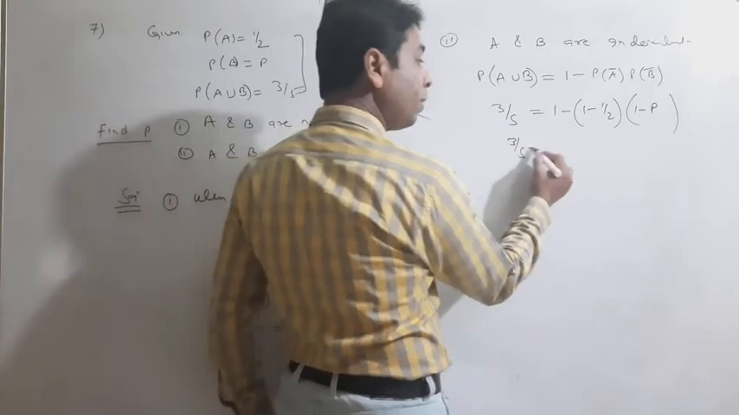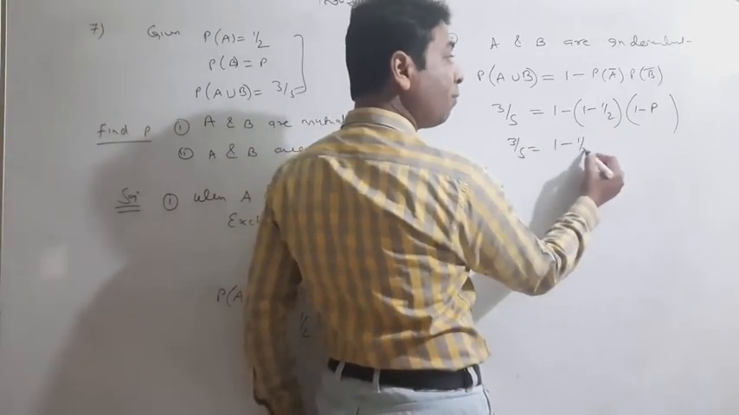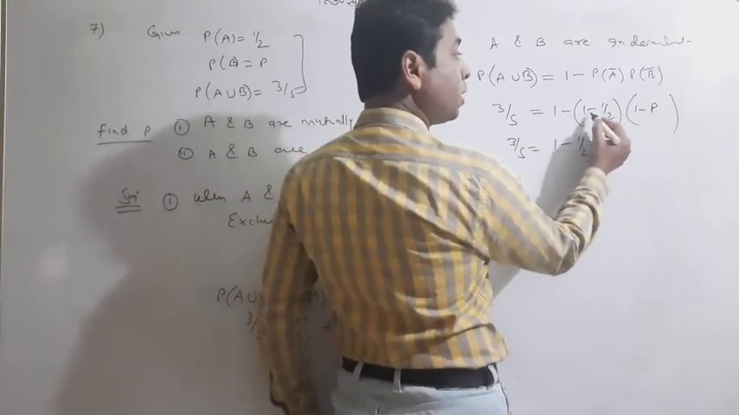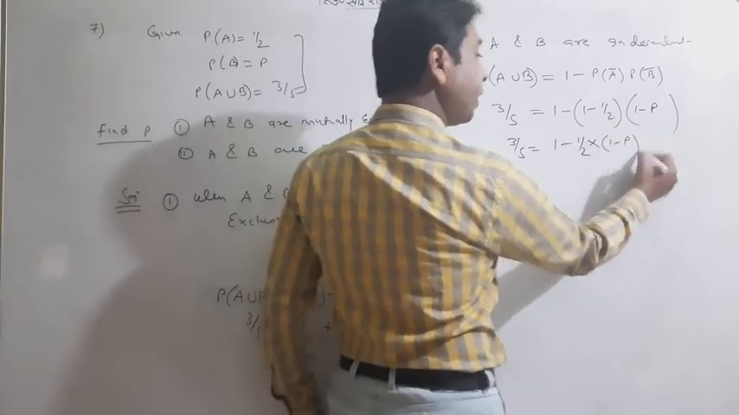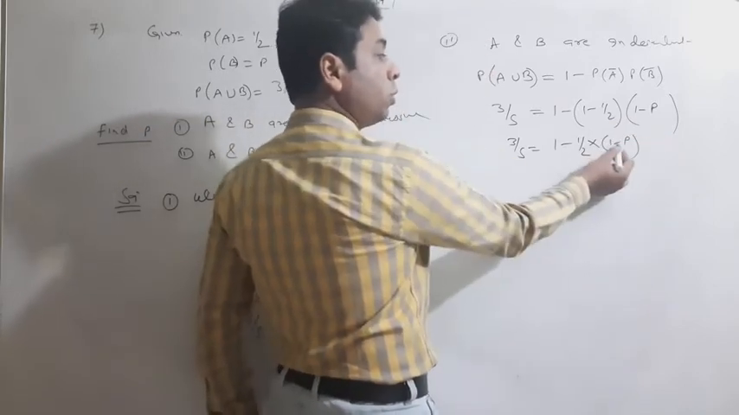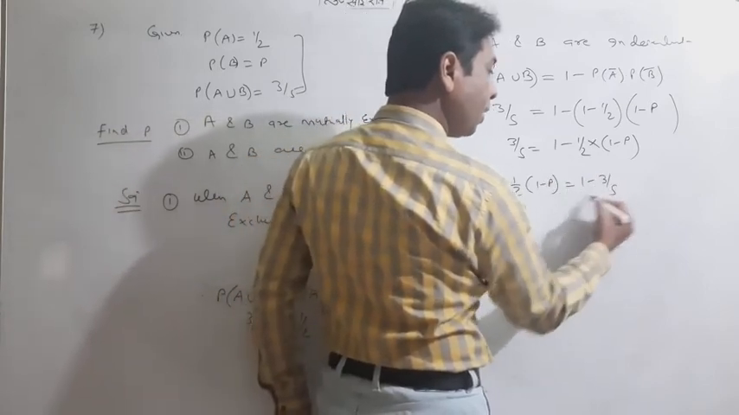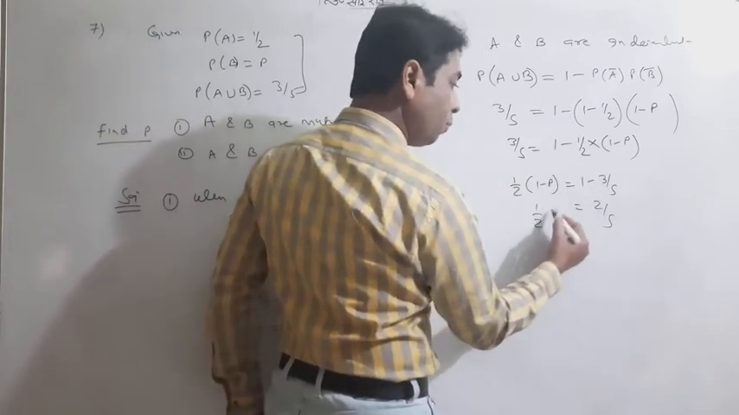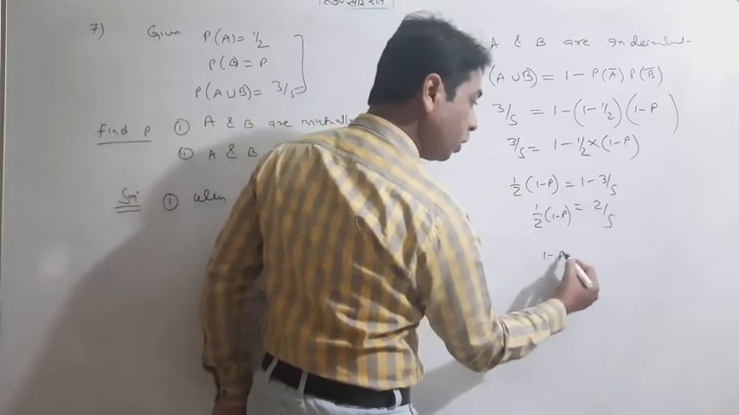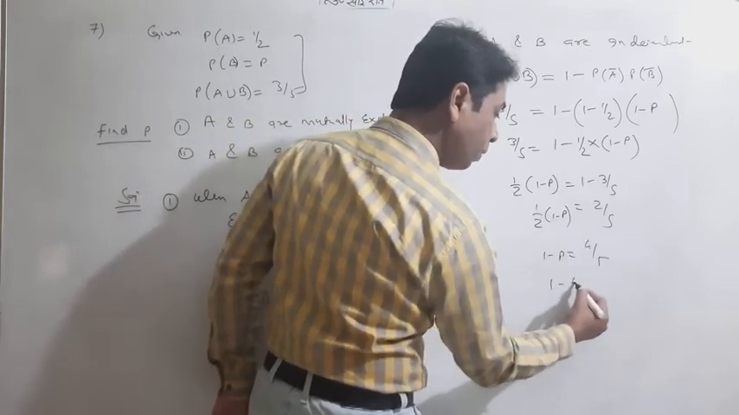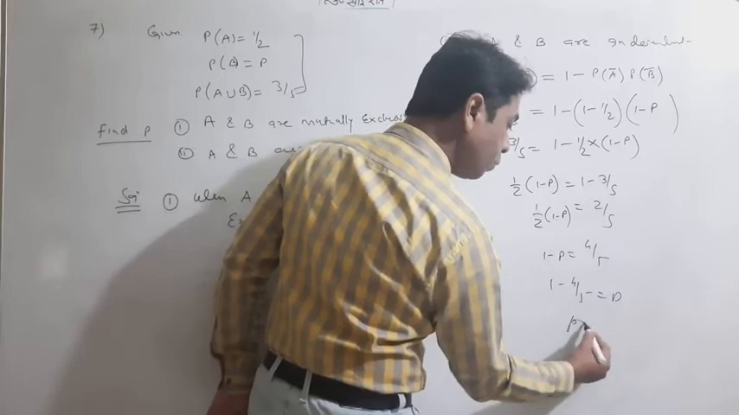3 by 5 is equal to 1 minus half into 1 minus p, like that. So what will you do? Transfer: 1 by 2 into 1 minus p is equal to 1 minus 3 by 5, which is 2 by 5. So 1 minus p equal to 4 by 5, 1 minus 4 by 5 equal to p, so p equal to 1 by 5.